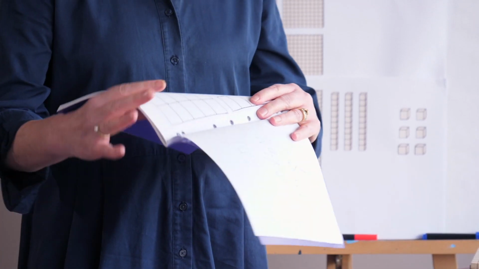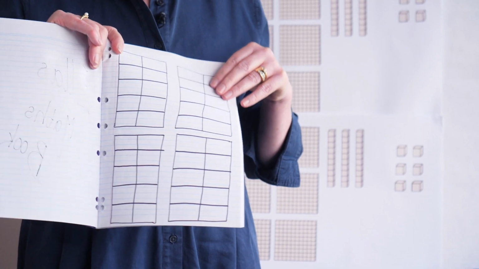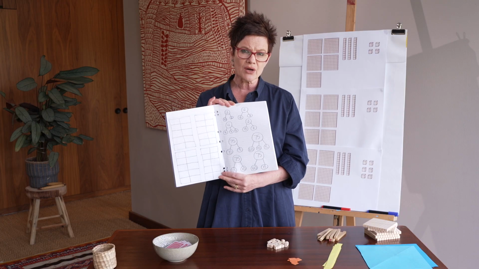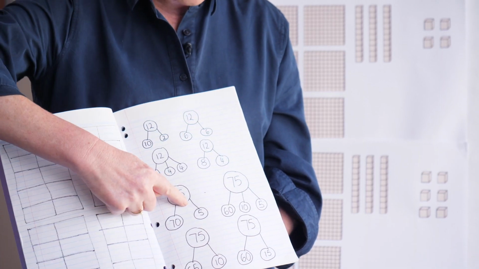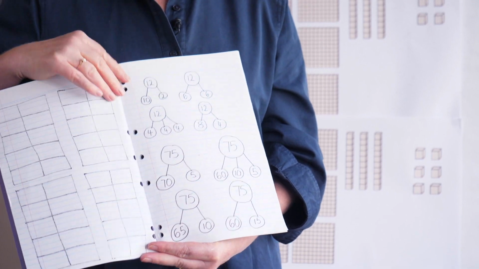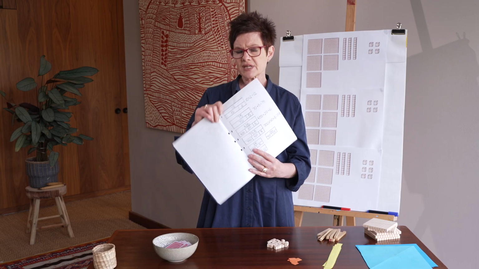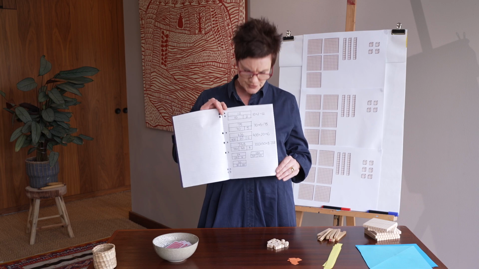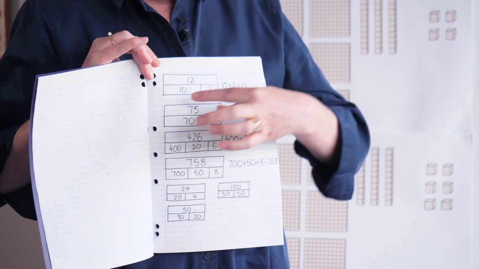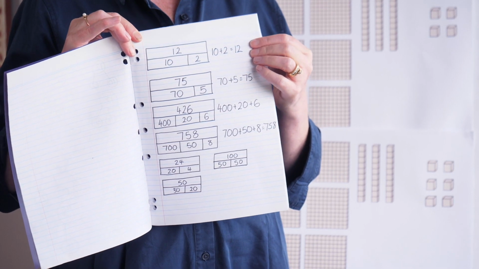So some really important things we have learned is how to make our 10 frames, what our cherry diagrams look like. They do look like cherries, don't they? So 75 can be a 70 and a 5. We've looked at our bar models. We know how to draw these. We've got our whole and our parts.